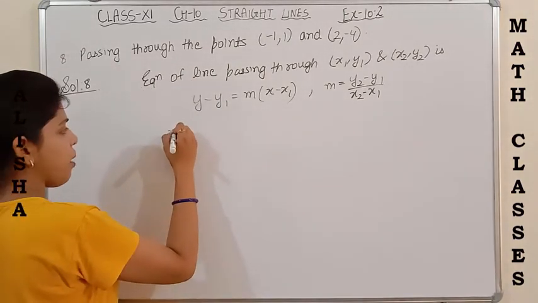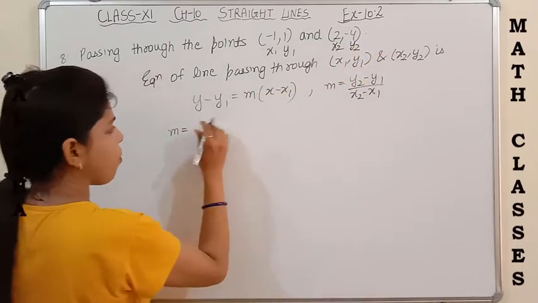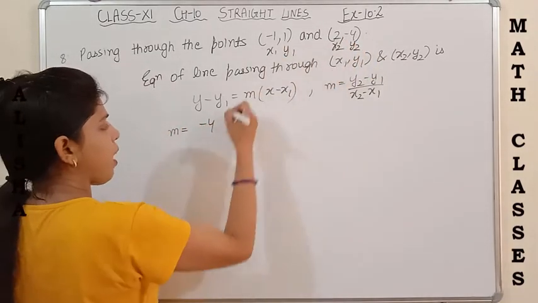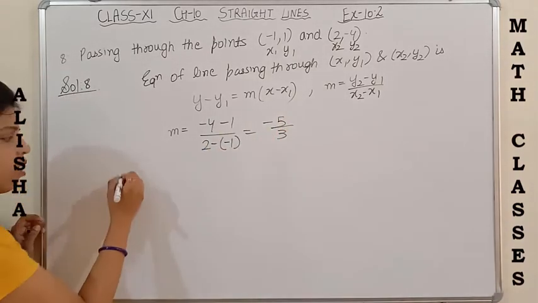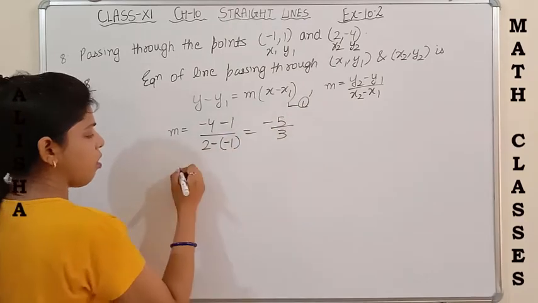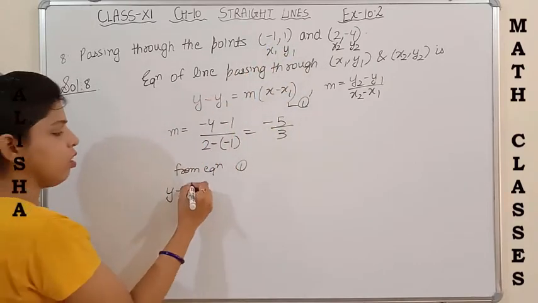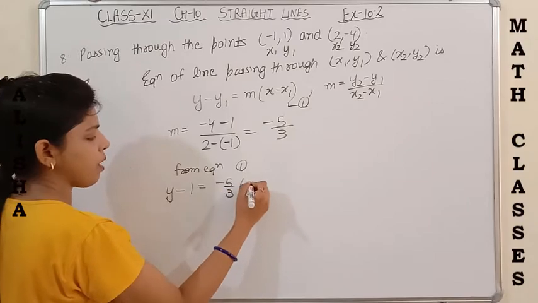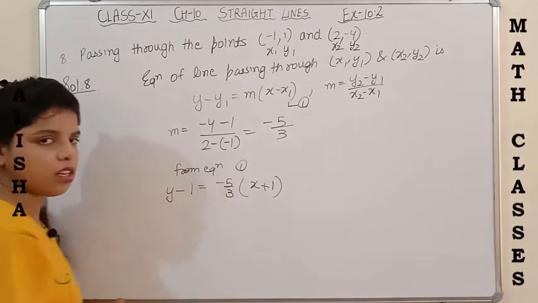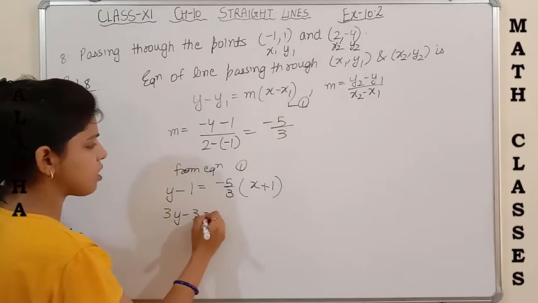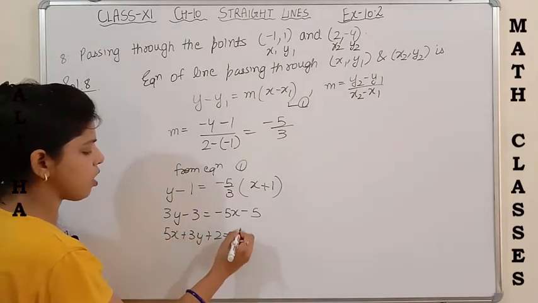So first of all find here what is m. This is (x1, y1) and this is (x2, y2). So the formula is y2 minus y1, that means (-4 minus 1) upon (2 minus of minus 1). So this is going to be minus 5 by 3. Therefore, put these values in equation 1. From equation 1, y minus y1, that is 1, is equal to m, that is minus 5 by 3, into x minus x1, x1 is minus 1. So minus minus will become plus 1. Now just very simple, cross multiply. 3y minus 3 is equal to minus 5x minus 5. Simplifying it, we get 5x plus 3y plus 2 is equal to 0. Very simple, please note down.